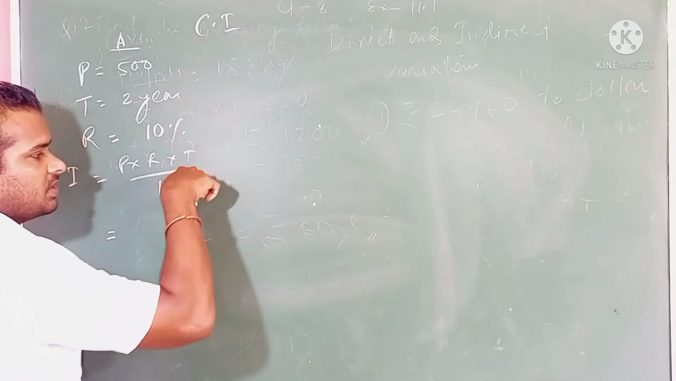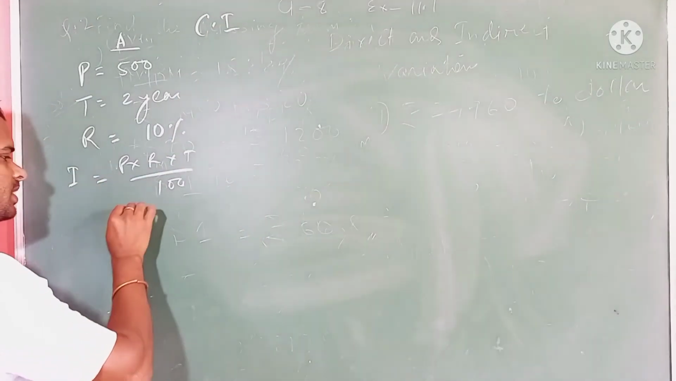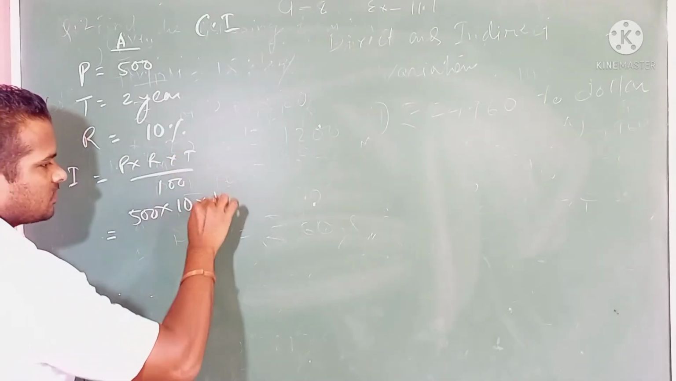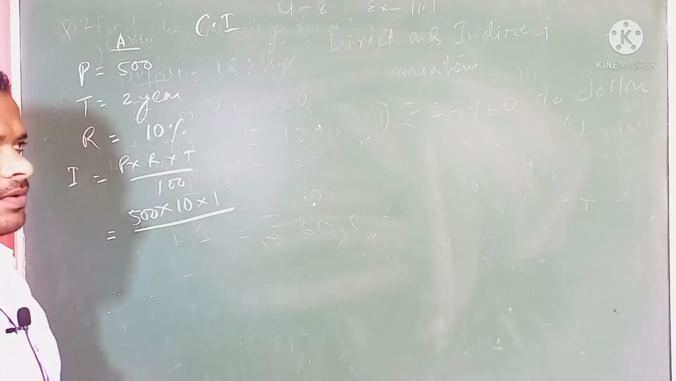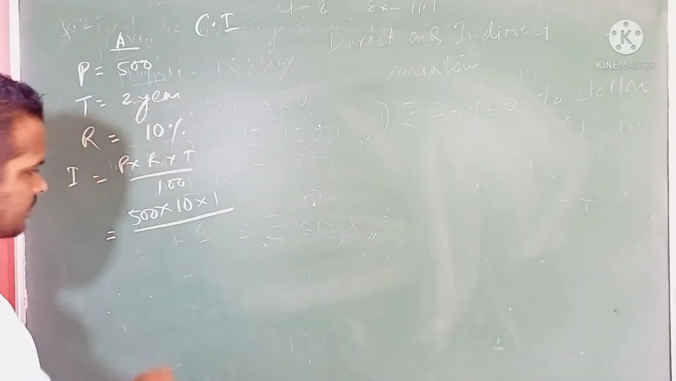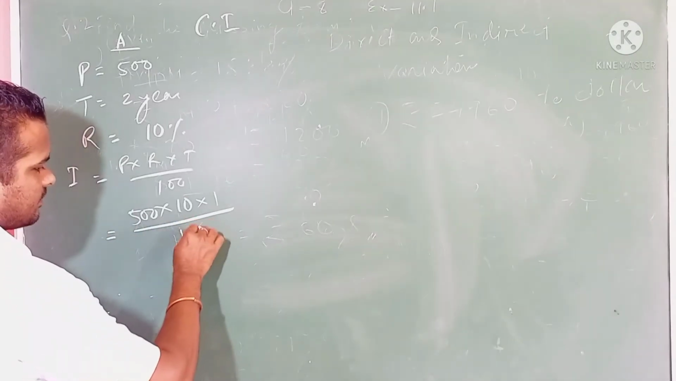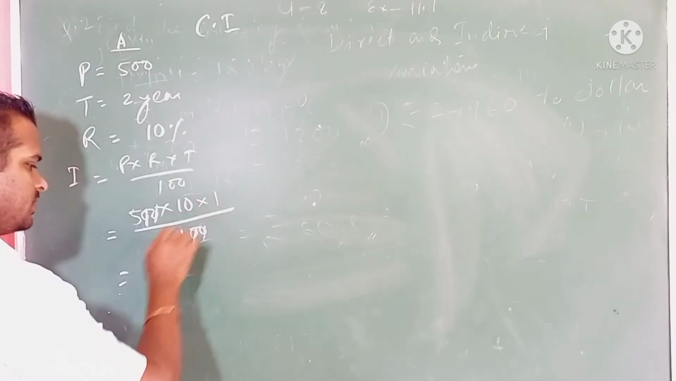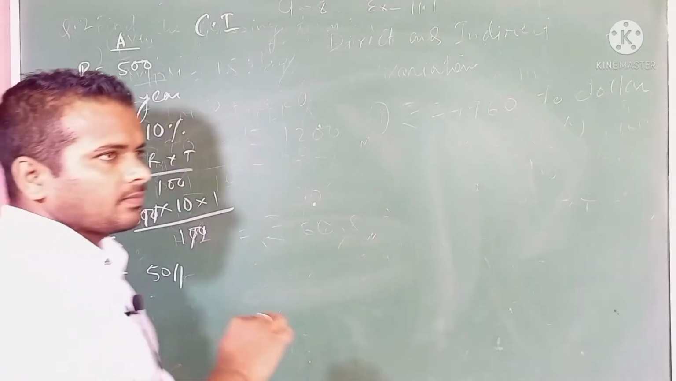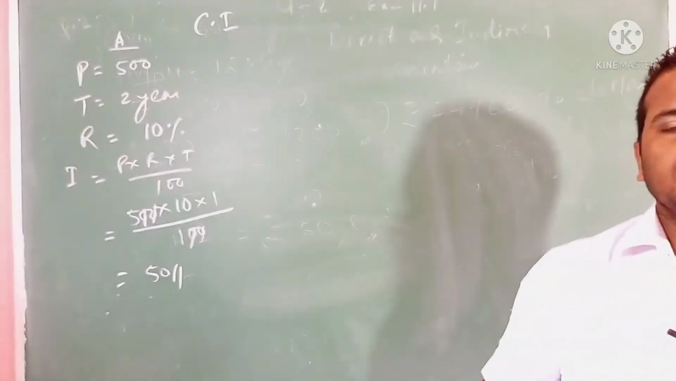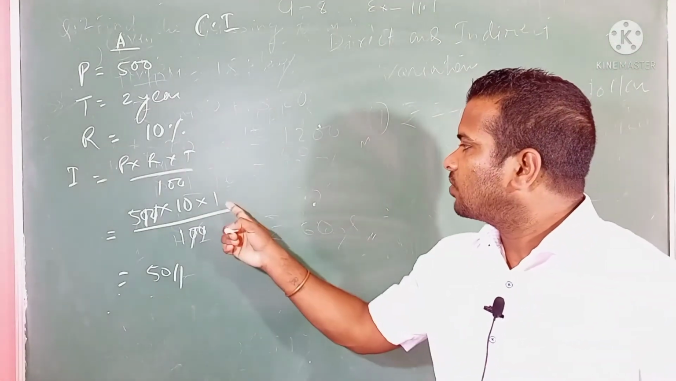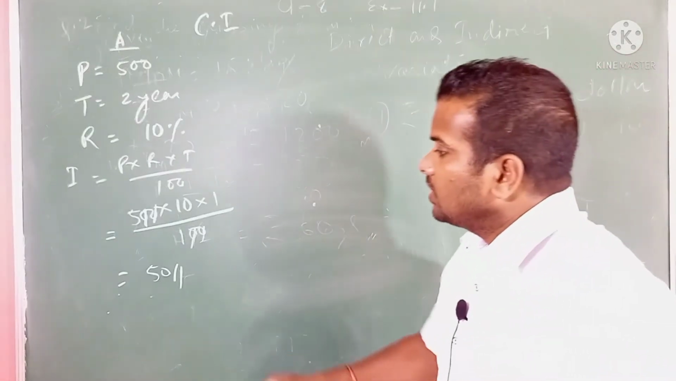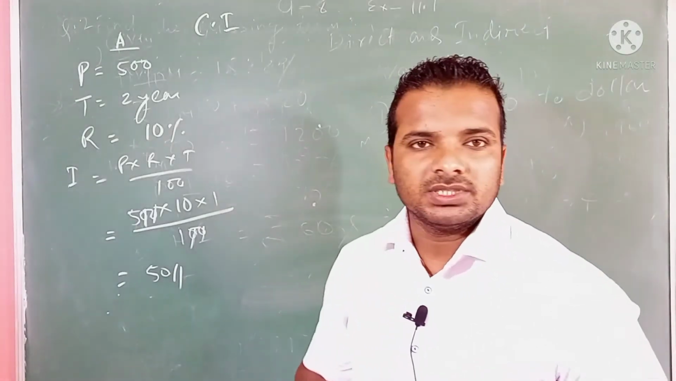So if we do this formula for compound interest, CI: P is how much? P is 500. Rate how much? 10%. Time is 1 year, divided by 100. Zeros cut, so we get 5 into 10, that is 50. The person took the loan for 2 years, but for 1 year we got 50. Now second year principal, how much will it be?